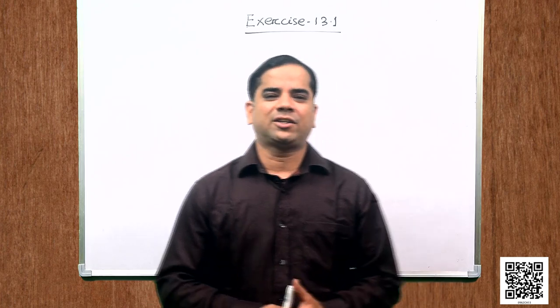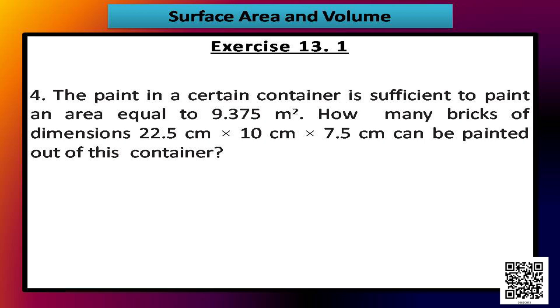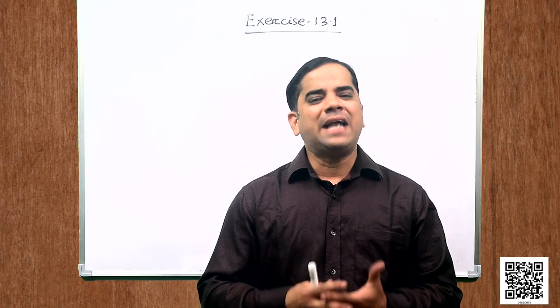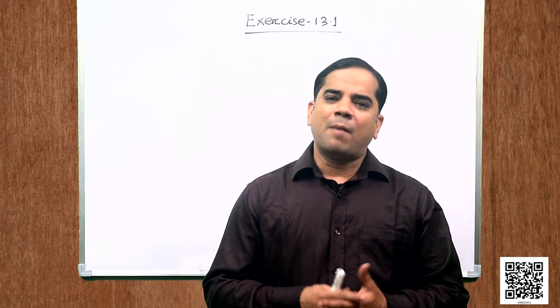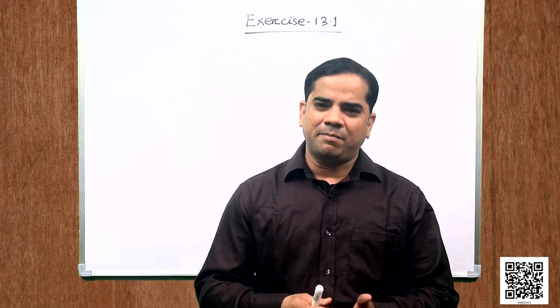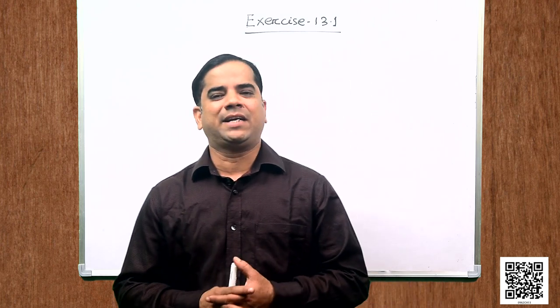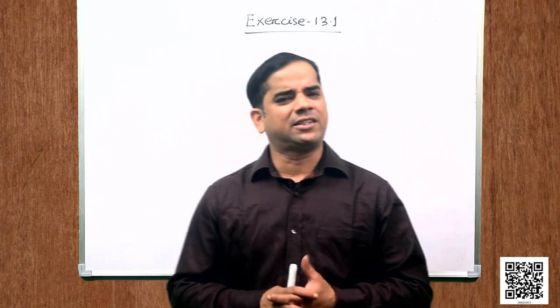Students, let us now discuss question number 4. It says, the paint in a certain container is sufficient to paint an area equal to 9.375 meter square. How many bricks of dimensions 22.5 centimeter into 10 centimeter into 7.5 centimeter can be painted out of the container? That means we need to paint some bricks. The dimension of the brick is given. The amount of paint is not given, but it is sufficient to paint 9.375 meter square of area. So, let us discuss the solution.